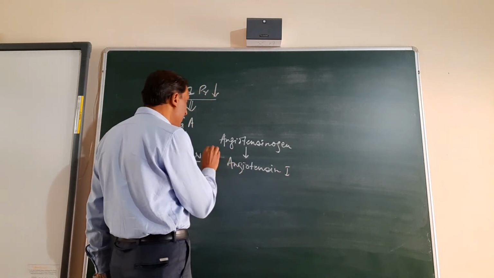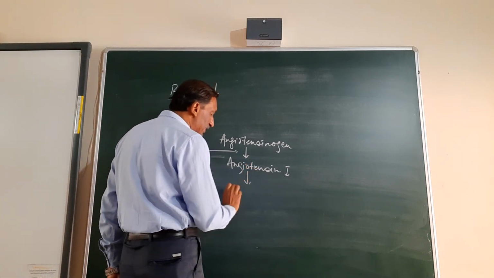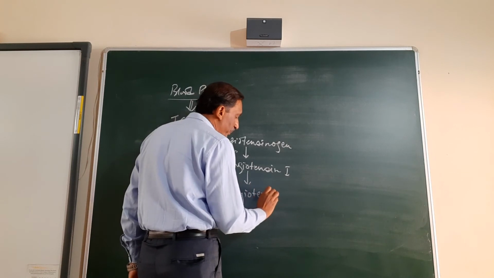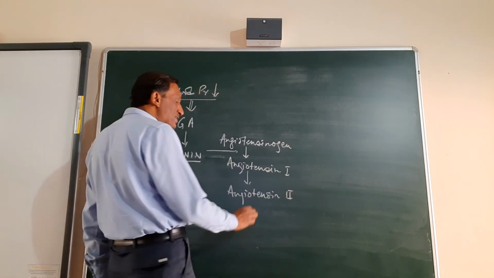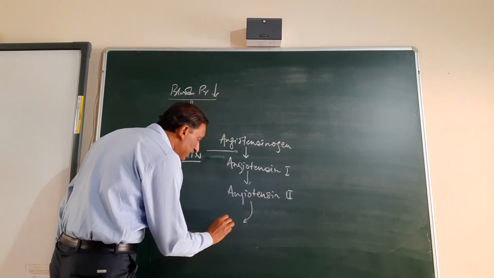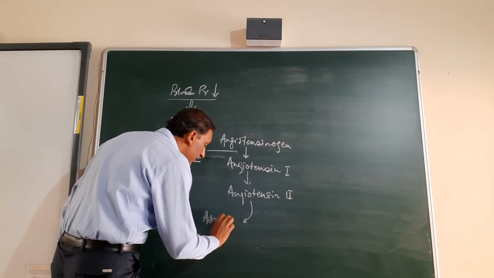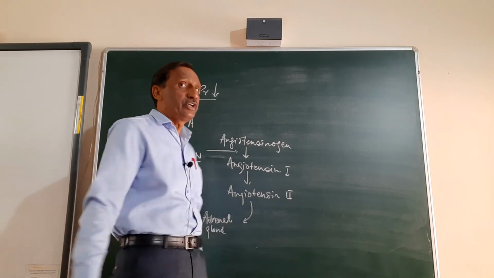This is done in the presence of renin. Angiotensin 1 will immediately change into angiotensin 2. Angiotensin, when it moves onto the adrenal gland... you know where the adrenal gland is located? It is located on the kidney.